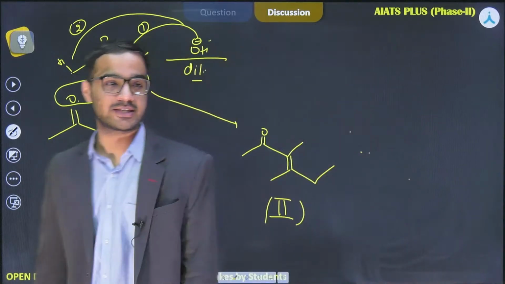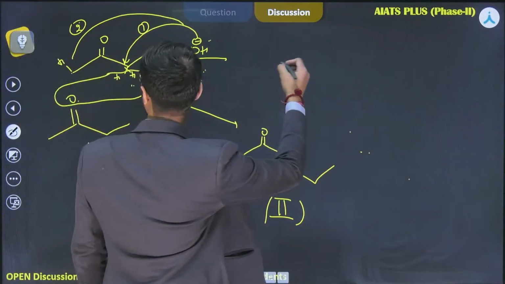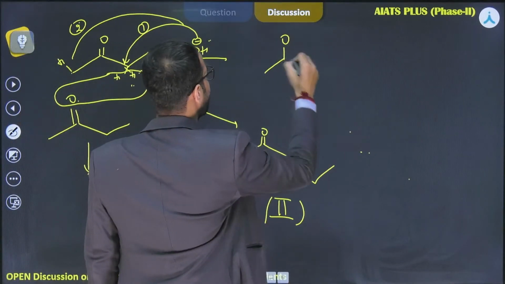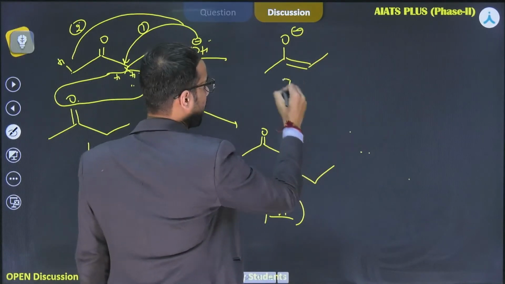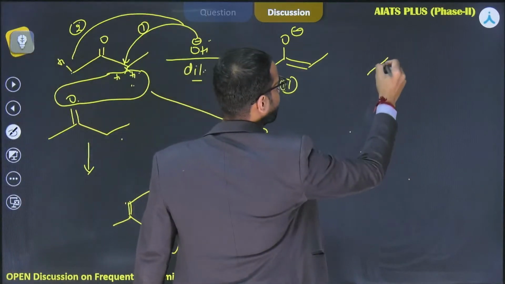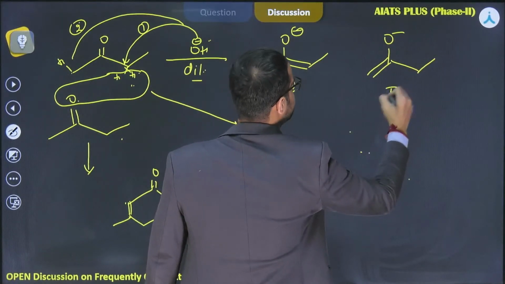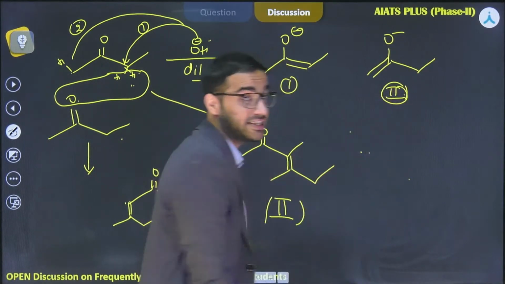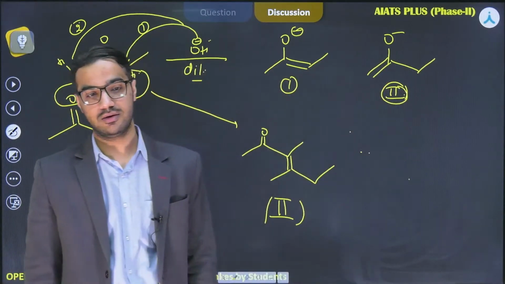So which will be the case? The first will be the case, because it will lead to the formation of a more stable enolate. This will be via 1, and if you are attacking the second position, you will get a double bond with O minus, like this. This is the second. And you can clearly say that the first one is more stable as compared to the second.